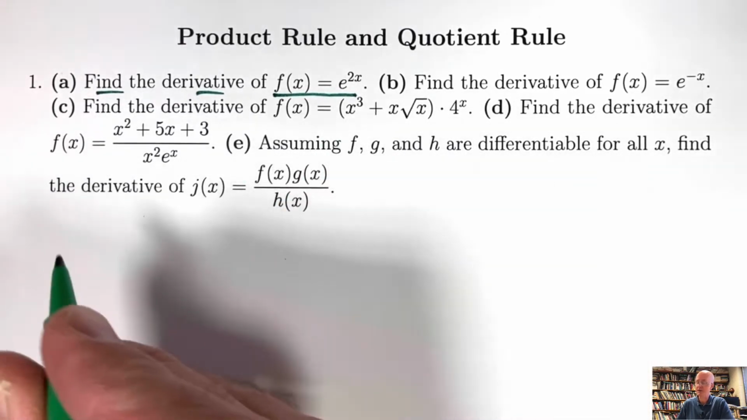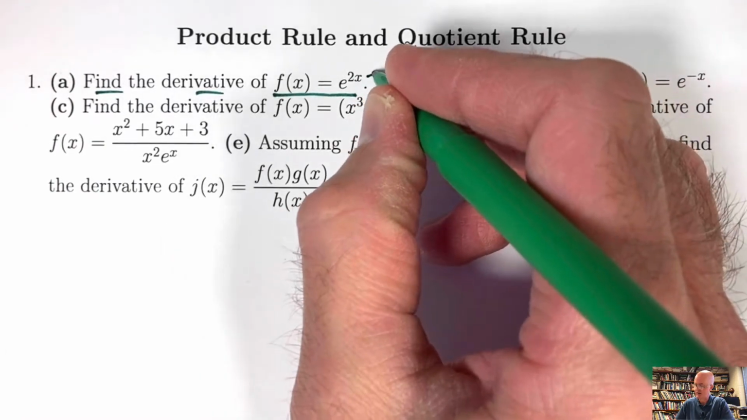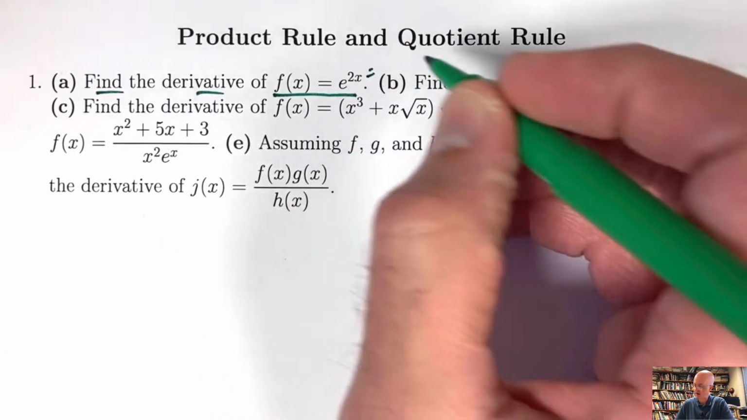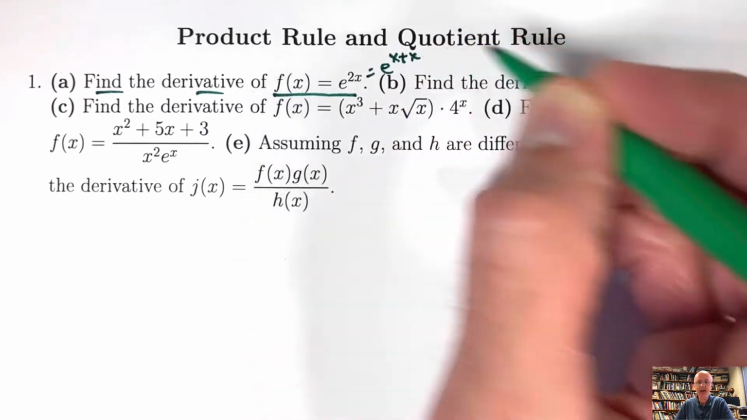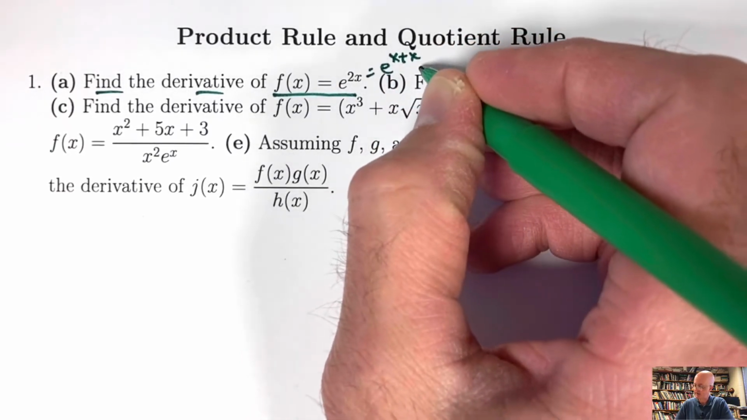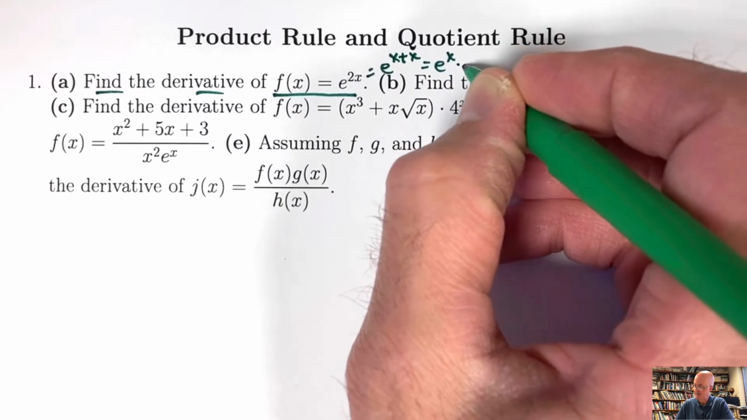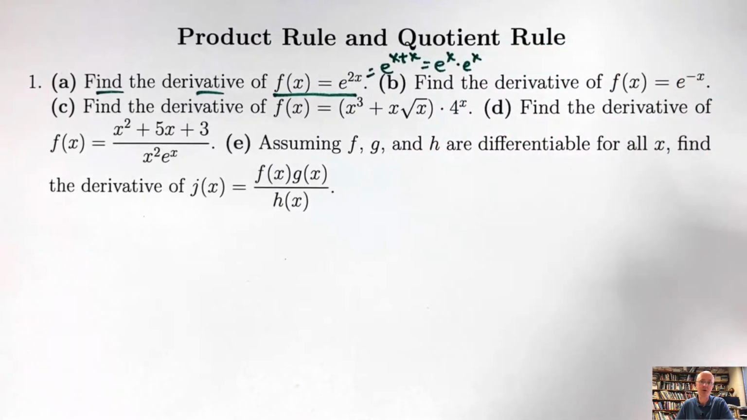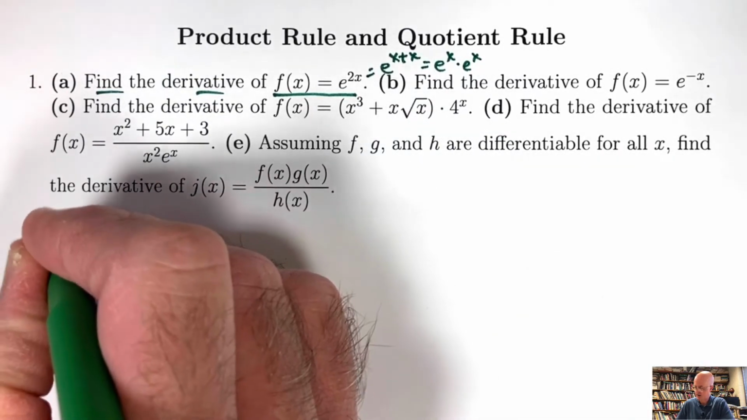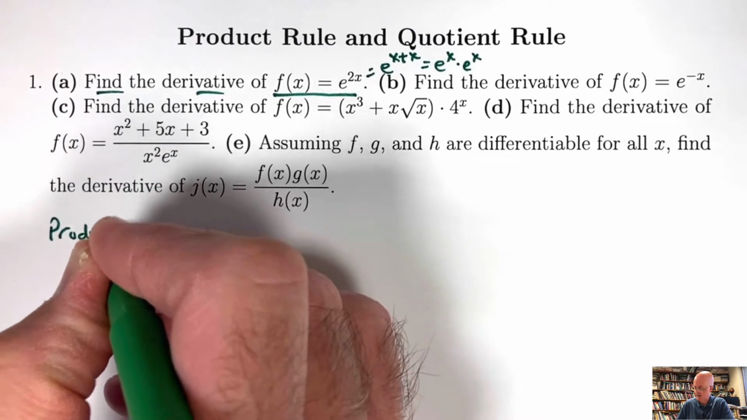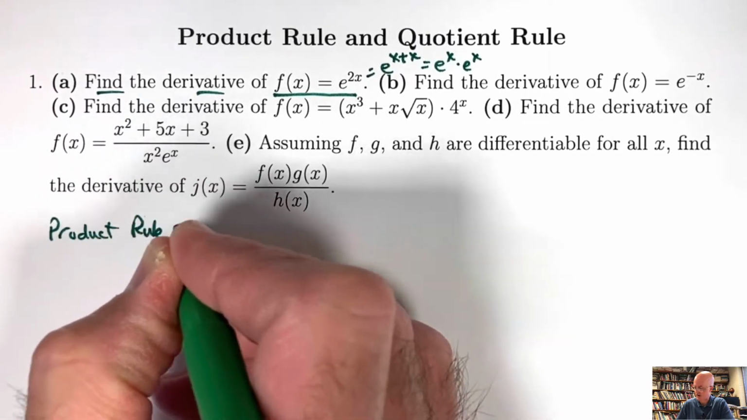Here we want to use the product rule, and the key is to realize you can write this as a product. You can think of 2x as x plus x, and then by a property of exponents, that's the same as e to the x times e to the x. It is the product of two functions, two basic exponential functions. The derivative of e to the x we know is e to the x. But what is the product rule in general? Let's go ahead and write it down before we solve part A.